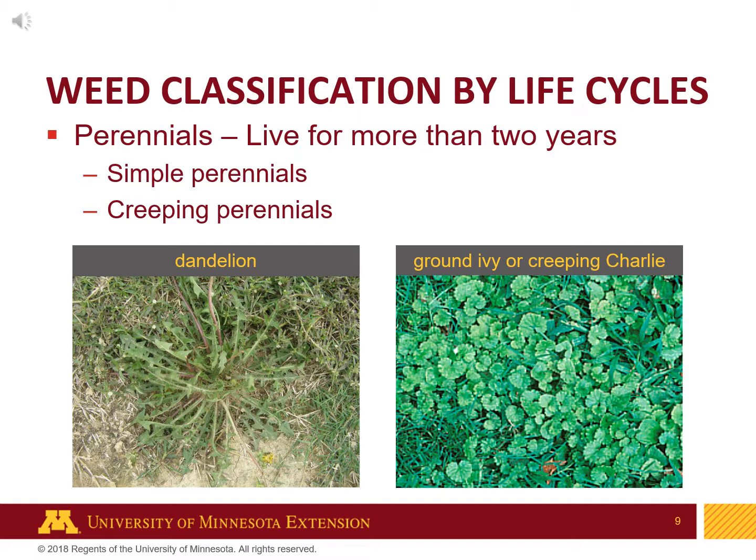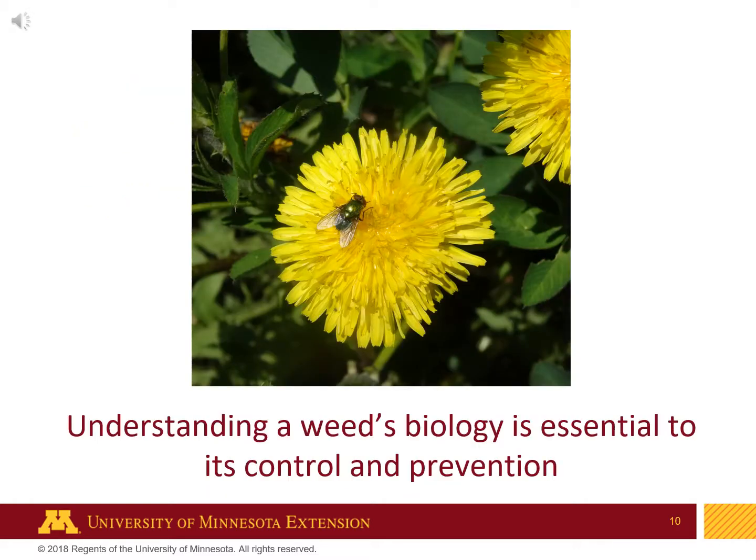Other perennials may use creeping stems such as tillers, rhizomes, or stolons to reproduce and spread in addition to reproducing via seed. A common example of a creeping perennial is ground ivy or creeping Charlie. Understanding a weed's biology is essential for ensuring its control and prevention. We will discuss specific reasons why in the next slide.